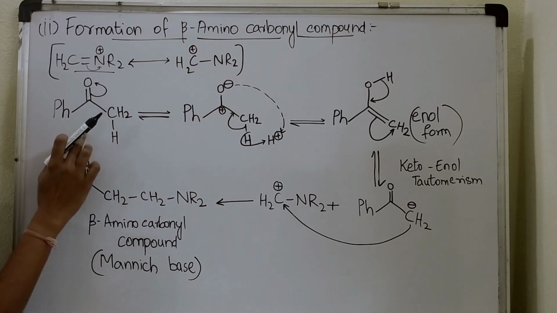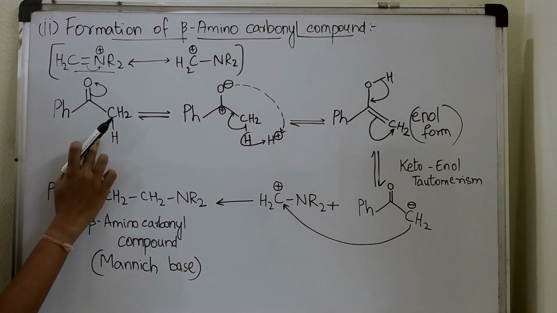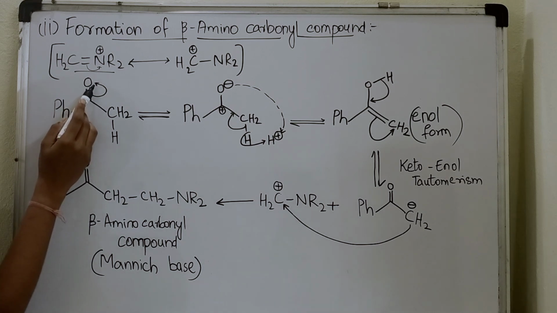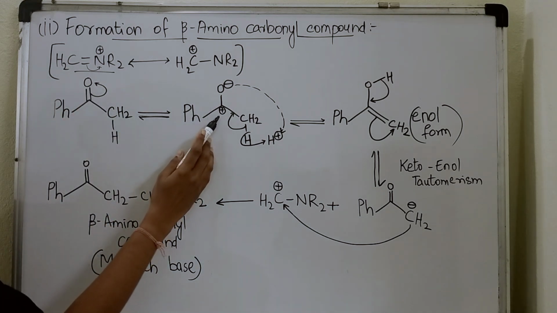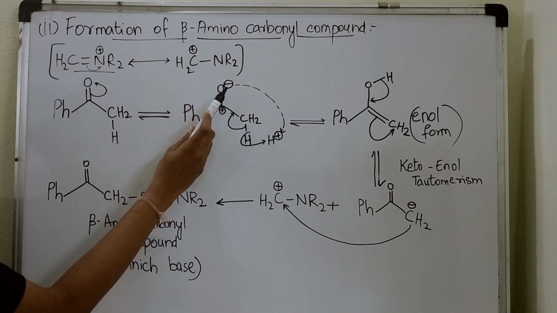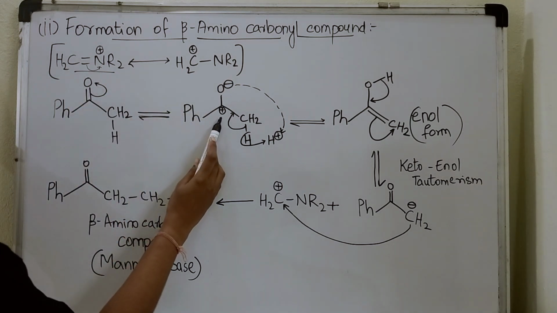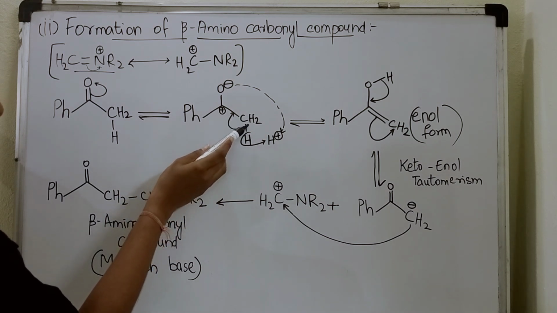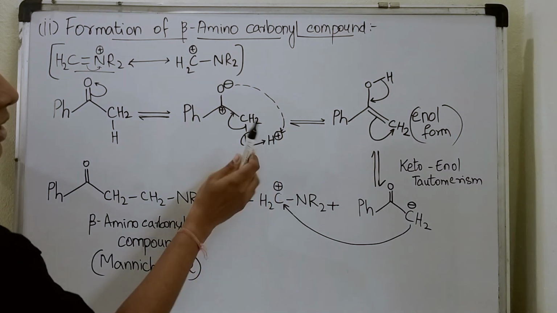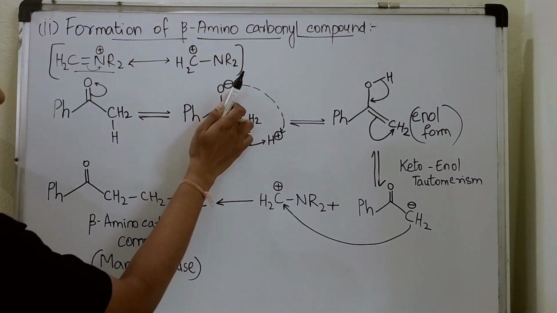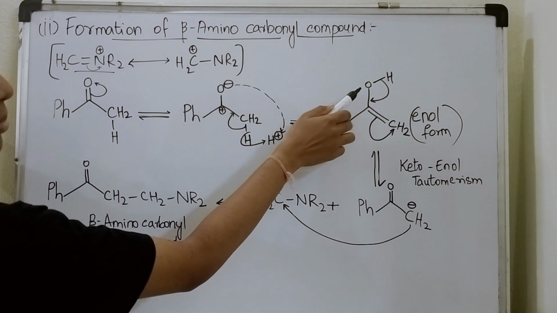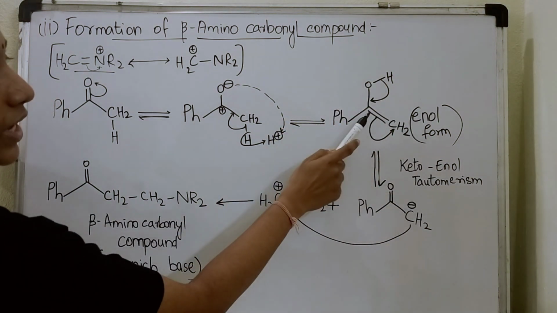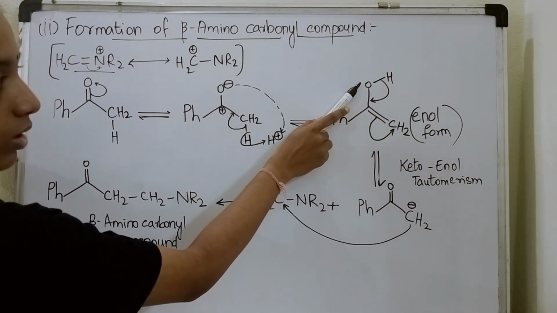Now the ketone we have taken is methyl phenyl ketone. The oxygen in this compound is highly electronegative, so it will take the bond from the carbon atom, leaving the carbon positively charged, and the oxygen will be getting a negative charge. As the carbon here is positively charged, it will shift the bond between carbon and hydrogen, forming a double bond, and this alpha hydrogen will form a bond with the negatively charged oxygen atom, forming an alcoholic group. This compound is called the enol form. Here we can see a double bond as well as an alcoholic group.